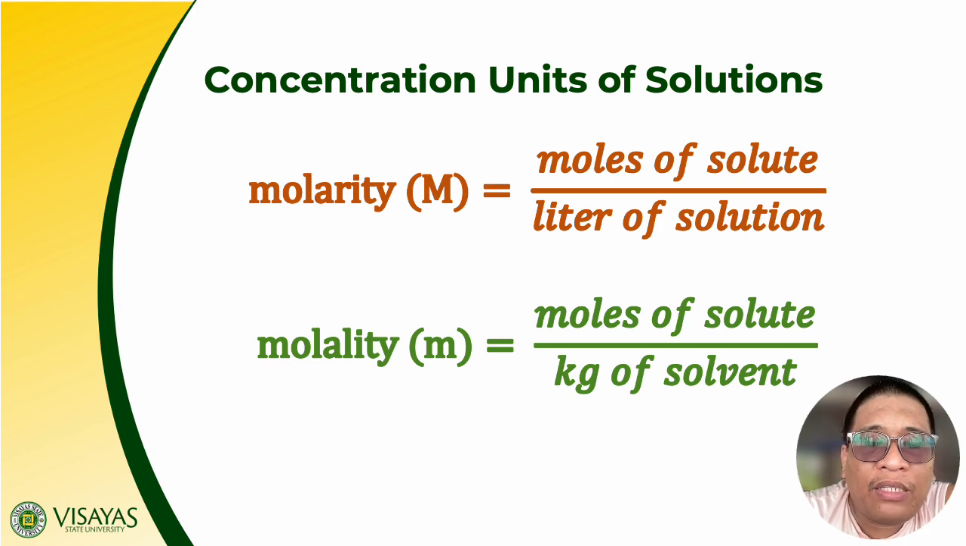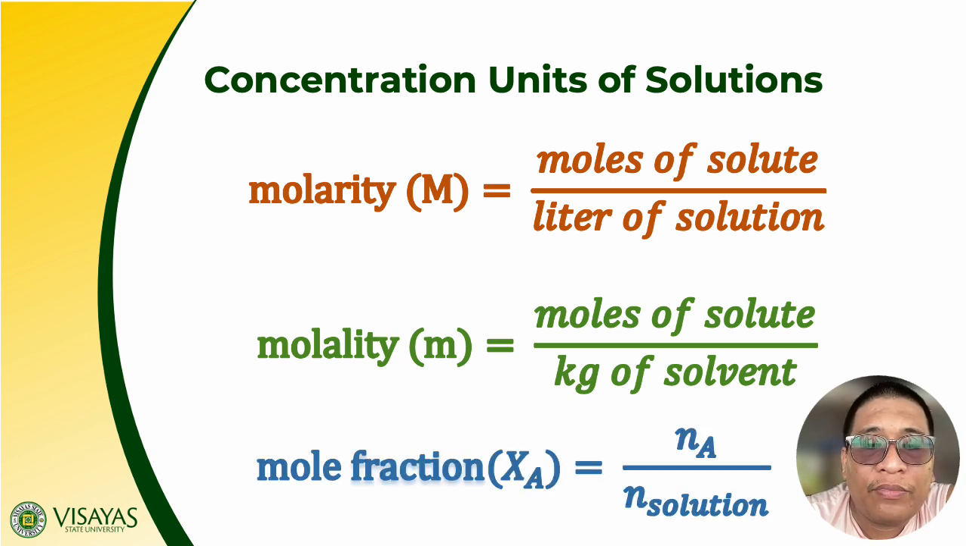Then we have molality, denoted by small letter m. That's the moles of solute per kilogram of solvent. Take note of the difference between molarity and molality. We're using the liter or volume of solution in liters for molarity, whereas we use kilogram of the solvent for molality.